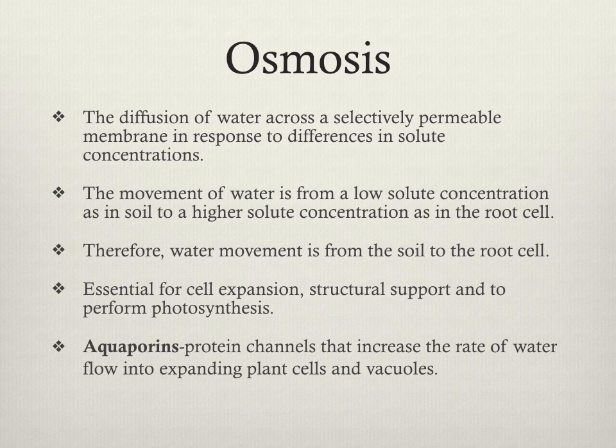Osmosis is the diffusion of water across a selectively permeable membrane in response to differences in solute concentrations. The movement of water is from a low solute concentration, as in soil, to a root cell, which has a higher solute concentration. Osmosis is essential for plant cells for cell expansion, structural support, and to perform photosynthesis. Aquaporins are a type of protein channel that increase the rate of water flow into expanding plant cells and vacuoles.